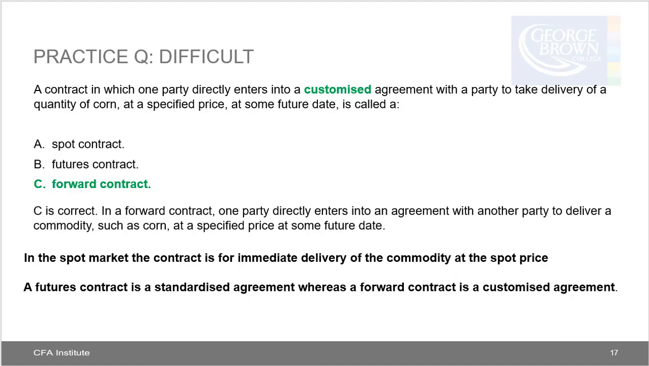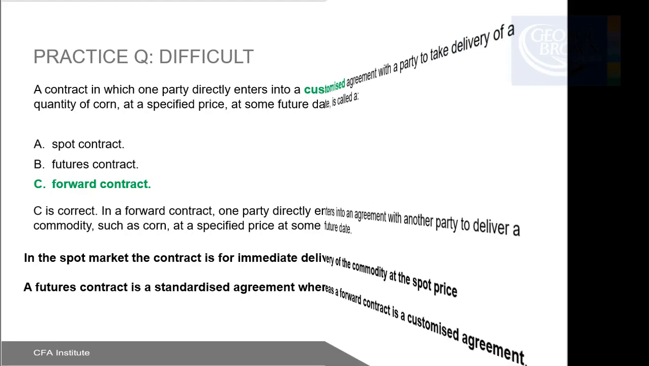So again, I could change this question very easily to change that bold in the question here. If a contract in which one party directly enters into a standardized agreement, then the correct answer was B. So as I'm going through the learning ecosystem and looking at the questions, I'm not only looking at the solution to this question, but I'm thinking how it could be changed and anticipating how they might ask it on the test. And by changing the word customized to standardized, the correct answer becomes B instead of C. Okay, so that's my process.